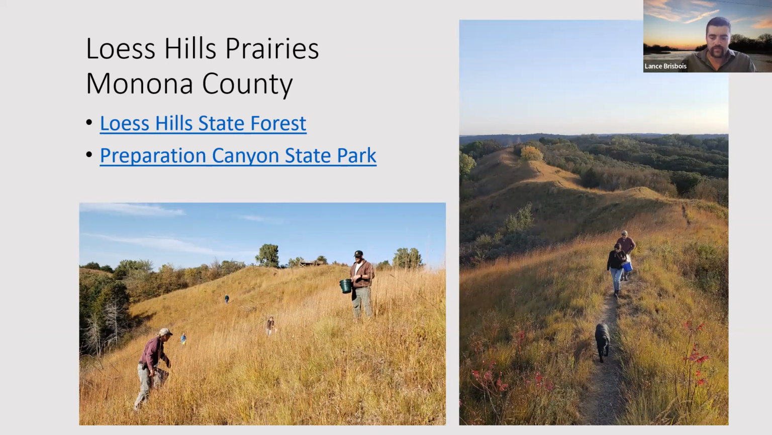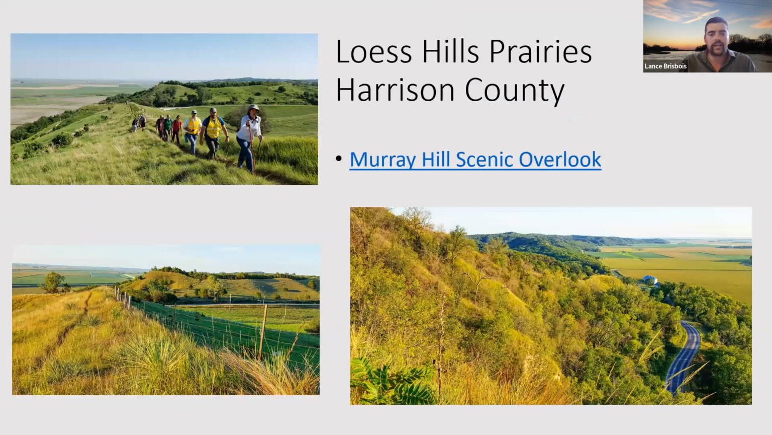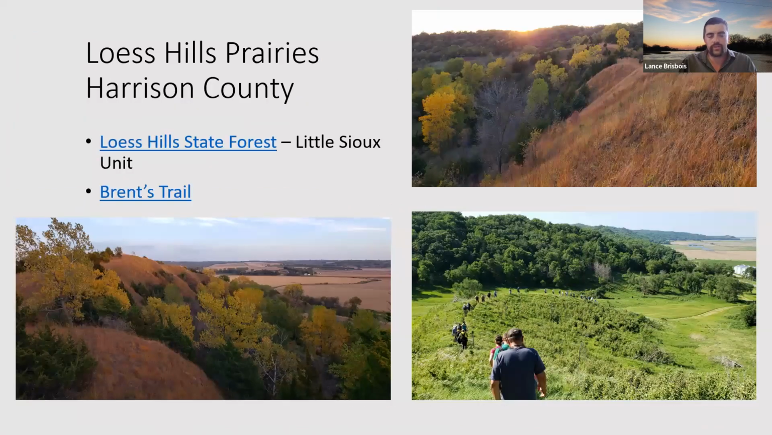So the State Forest is 4 units over 2 counties. The Preparation Canyon unit of the Loess Hills State Forest is adjacent to Preparation Canyon State Park, which is confusing, but there's a state park and a state forest. And then I'll come back to that one. Little Sioux unit and Mondamon unit and Pisgah are the other 3 units. So there's 4 units in the state forest in 2 counties. And that's all DNR public land.